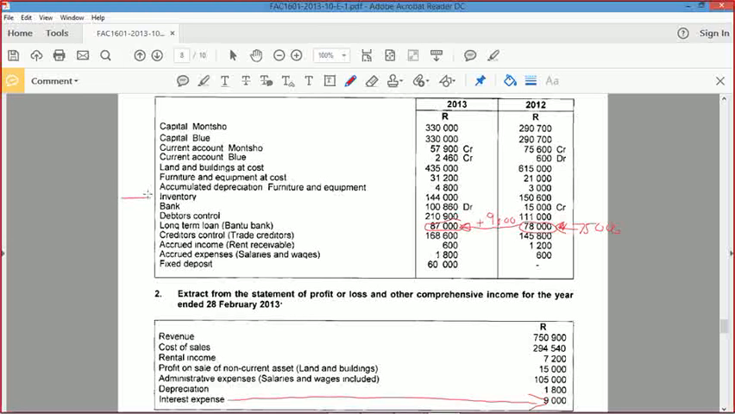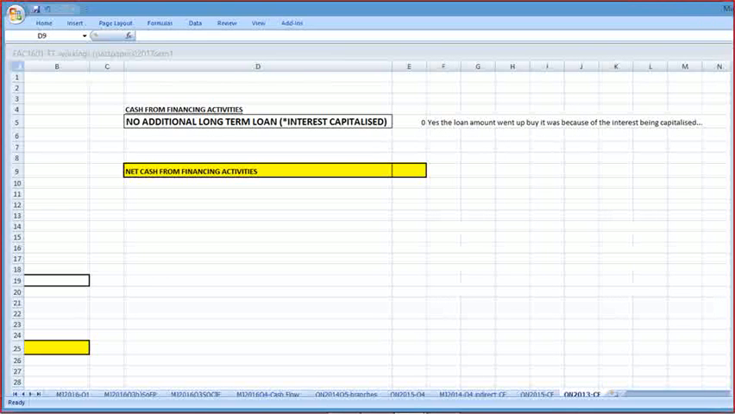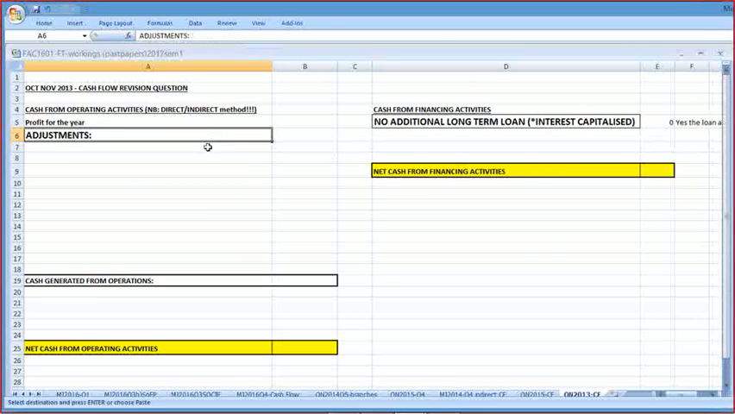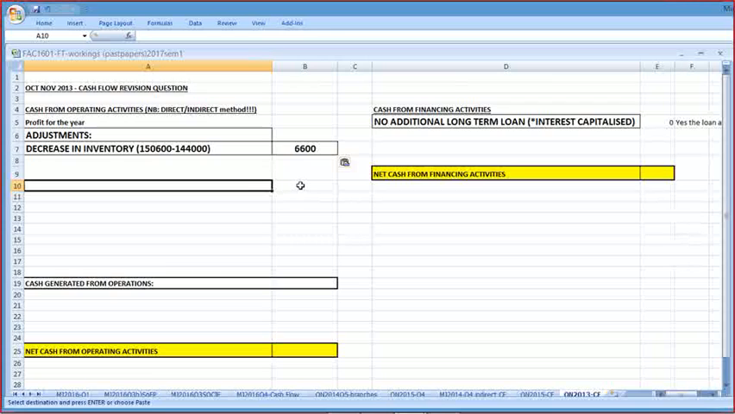Okay, that line. Agreed? Yes, agreed. Inflow or outflow? Outflow. No, inflow. If inventory decreases, you would have sold it. Okay, sorry. Decrease in inventory. Got that? Decrease in inventory. Next.